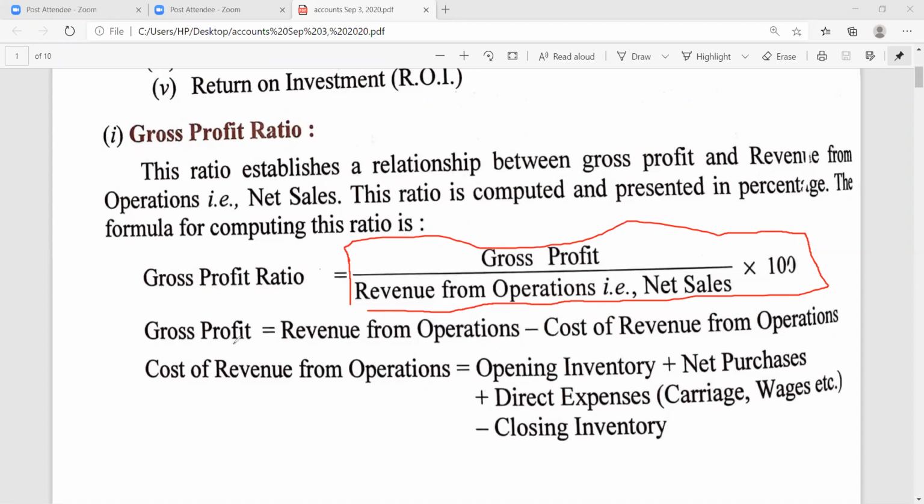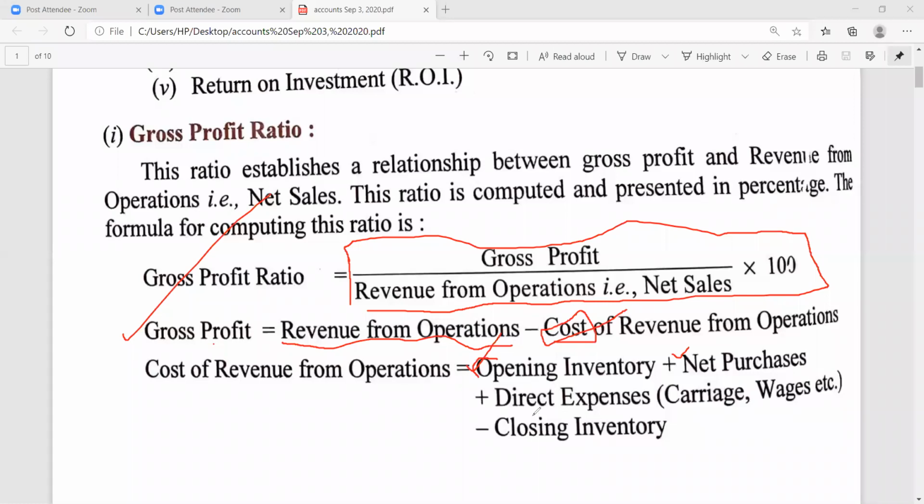Now the question arises how the gross profit is to be calculated. Gross profit is calculated with the help of revenue from operations, that is net sales, minus cost of revenue from operation. Please mind it, it is the cost of revenue from operation. So cost of revenue from operation is to be calculated by adding opening inventory plus net purchases. Please mind it, these are net purchases. If any returns are there, they are to be deducted.